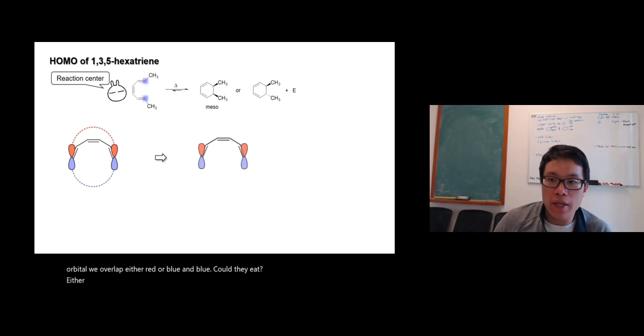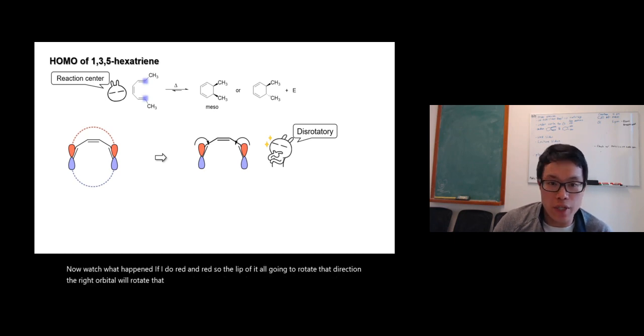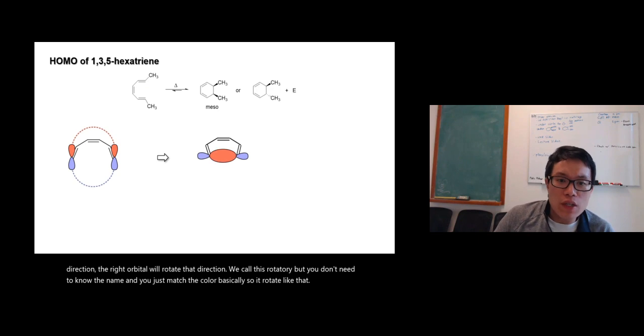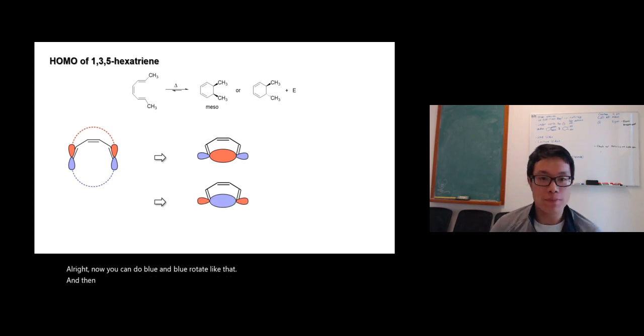Okay. Now watch what happens if I do red and red. So the left orbital is going to rotate that direction. The right orbital will rotate that direction. We call this rotatory, but you don't need to know the name. I mean, you just match the color basically. So it rotates like that. All right. Now you can do blue and blue, rotate like that, and then overlap. Okay. So I'm going to go this way.